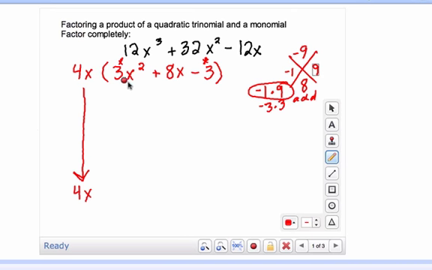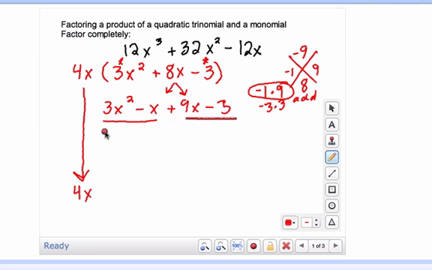Okay, so then we're going to rewrite the 8x using the negative 1 and the positive 9. So write everything else down: 3x squared minus x plus 9x, minus 3. That's where we use these two numbers to rewrite this value. Now, remember what we do when we have 4 terms. We factor by grouping, so we group two sets of numbers together. You're basically common factoring out of each group.